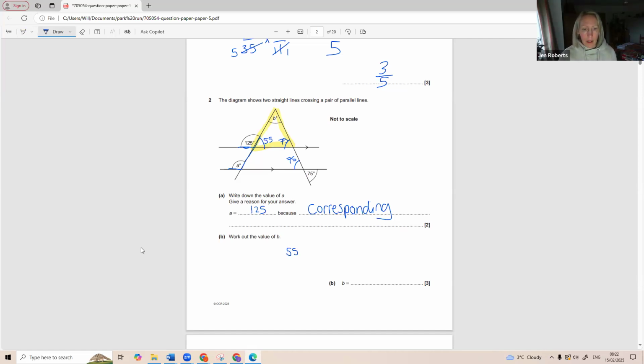And then you've got angles in a triangle add up to 180. So we've got 55 plus 75, 130. 180 take away 130, because your missing angle B is 50. Okay, next question.